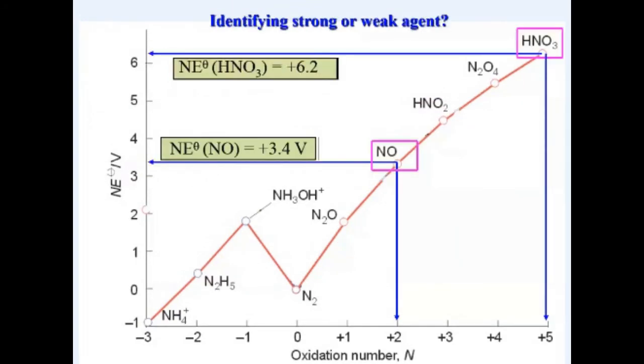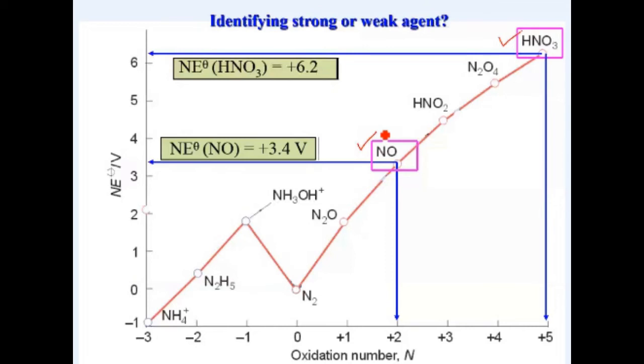Now, identifying which is the strong or weak oxidizing agent, that is another question that can come in the exam. There are two reagents we are giving. One is HNO3, so HNO3 is one reagent. I'm giving NO. I have a doubt, asking you which one is a stronger oxidizing agent, HNO3 or NO?